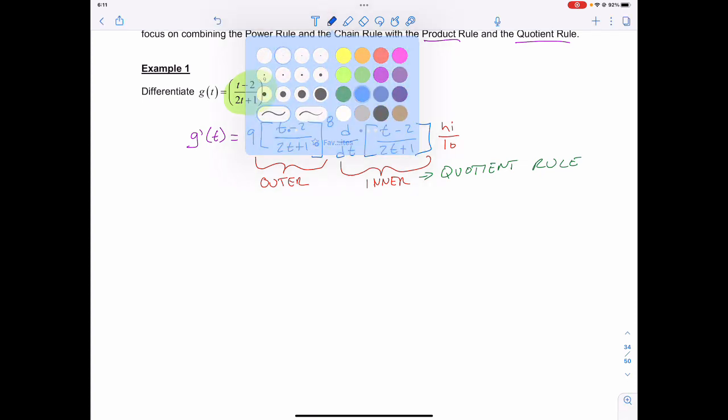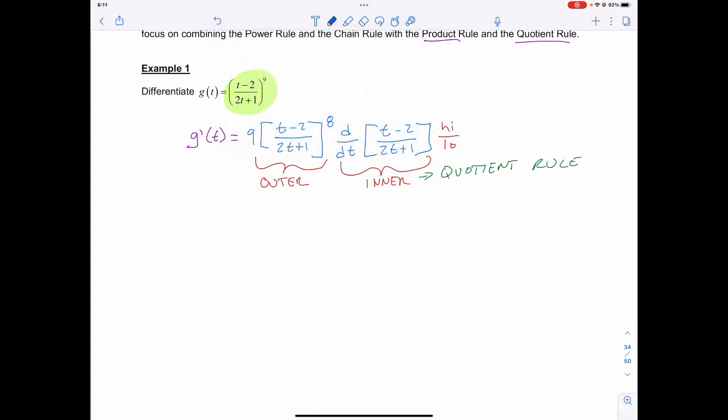So what I have is I still have the 9 and (t minus 2) over (2t plus 1) to the power of 8. And then if you can remember from our quotient law, it was the low d high less high d low, draw a line, and square below. So we're going to take our low, which is that 2t plus 1.